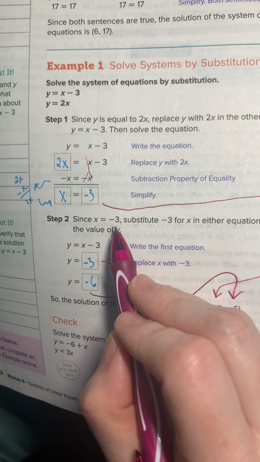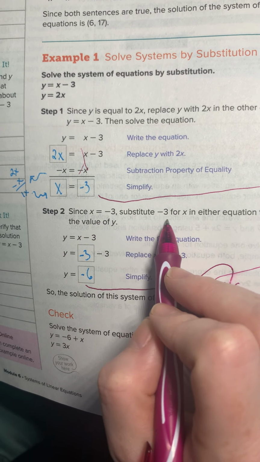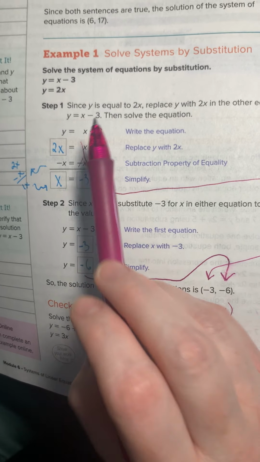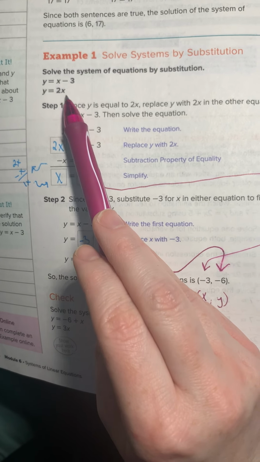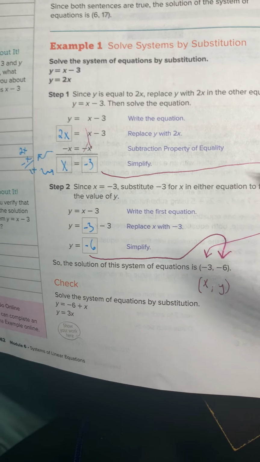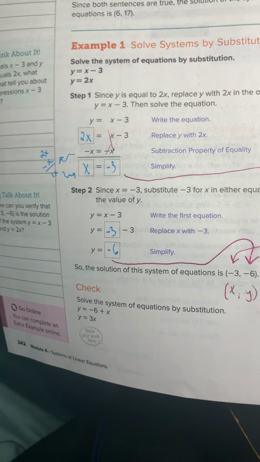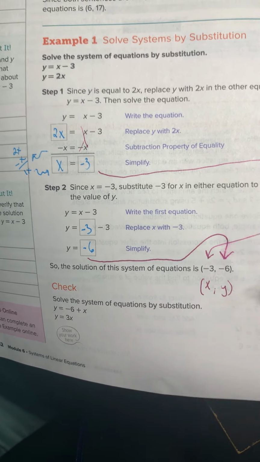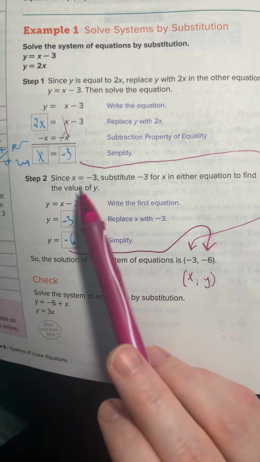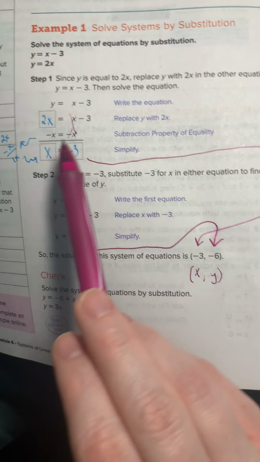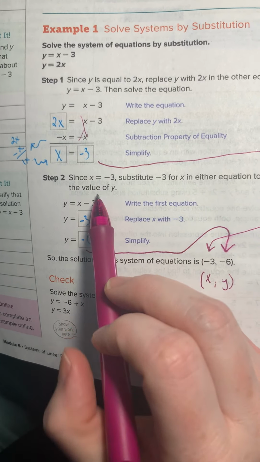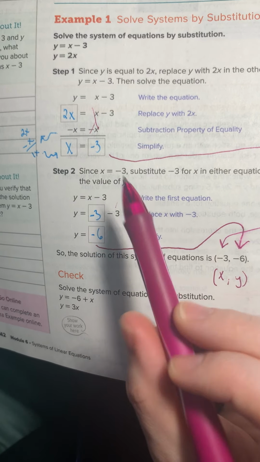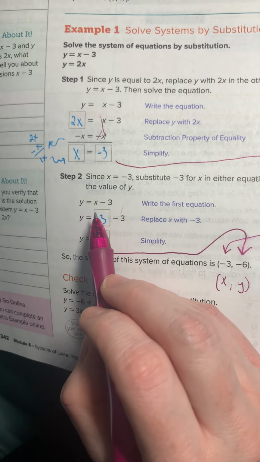Okay. You substitute the -3 for x in either equation to find the value of y. So you can put it in any one. You can put it in here, you can put it in there. It does not matter. But I like doing the opposite one because it keeps it simpler, but you don't have to. You can just plug it in to either one. They chose to go with the same one they started with. I would have gone the other way, but it does not matter because you'll see you get the same answer.